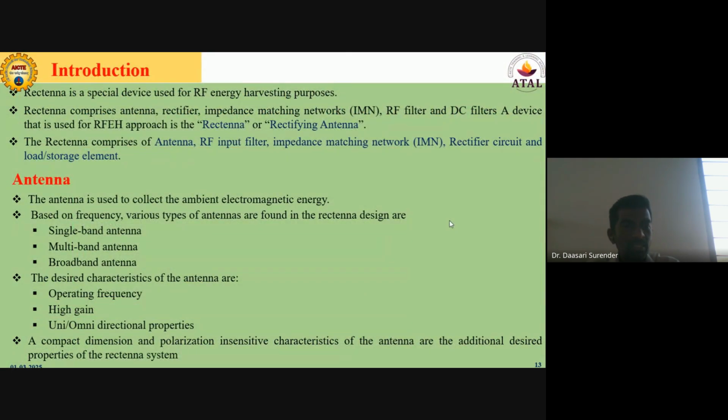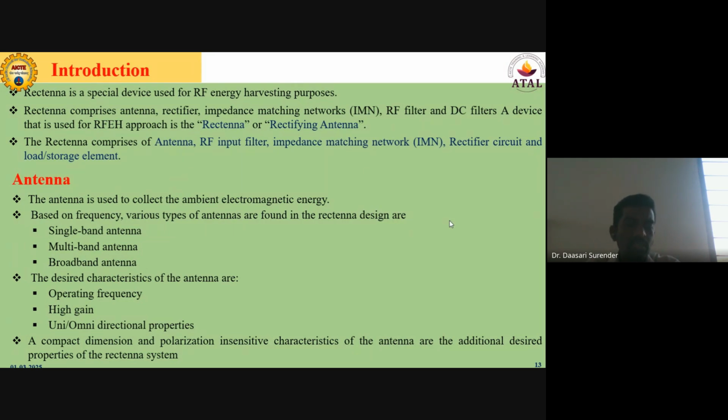And the introduction about the rectenna system. Rectenna is a special device for RF energy harvesting applications. It comprises an antenna, filter, impedance matching network, rectifying circuit, and load storage element. The antenna is already discussed. It is used to collect the ambient electromagnetic energy. And based on the frequency, various types of antennas are found in the rectenna system: single band antenna, multi-band antenna, broadband antenna. Based on the operating frequency of the antenna, the rectennas are also classified as single band rectenna, dual band rectenna, multi-band rectenna, broadband rectenna.